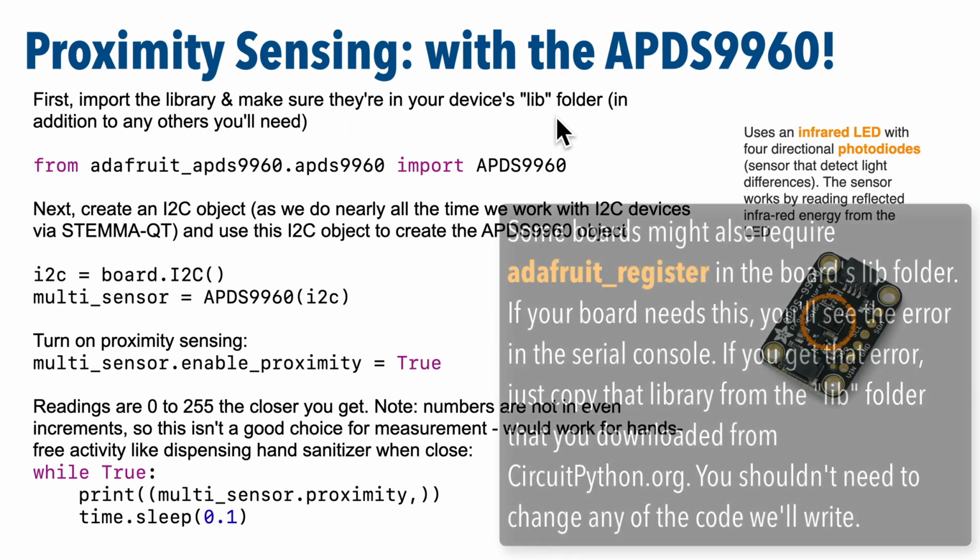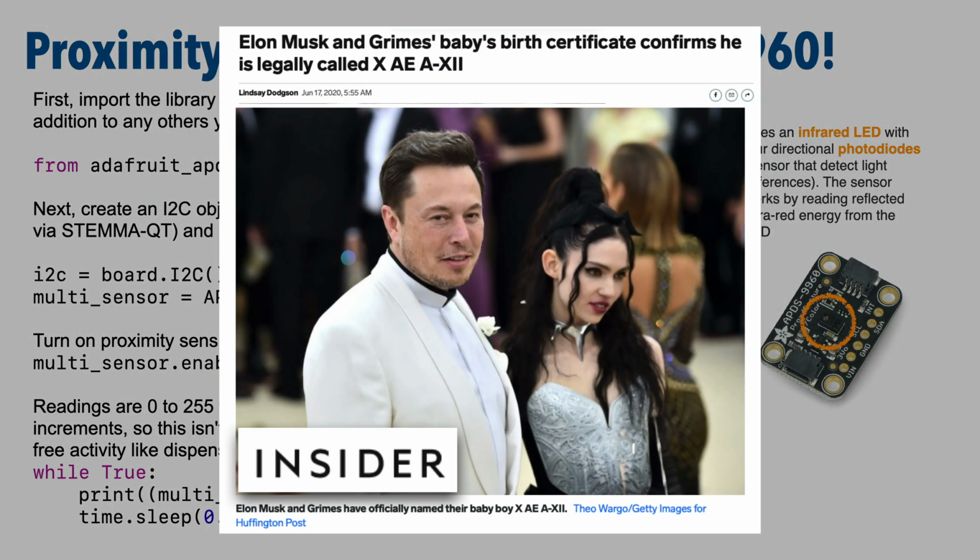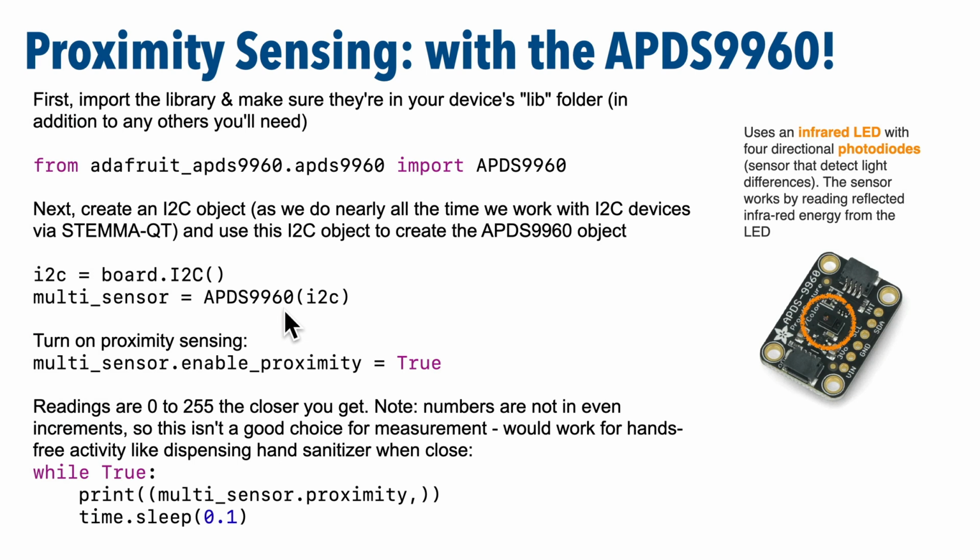Then we'll create the I2C object that we need whenever we work with STEMMA-QT, and then we can use the I2C object to create the sensor object. And we're going to name this object multi_sensor. We could use any name we want, but I like multi_sensor. I think that's a little easier to understand in your code than the letters and numbers that are the actual name for this device. It's almost like these devices were named by Elon Musk and Grimes. And then we create this object by using the APDS9960 class, passing in the I2C object we created above.